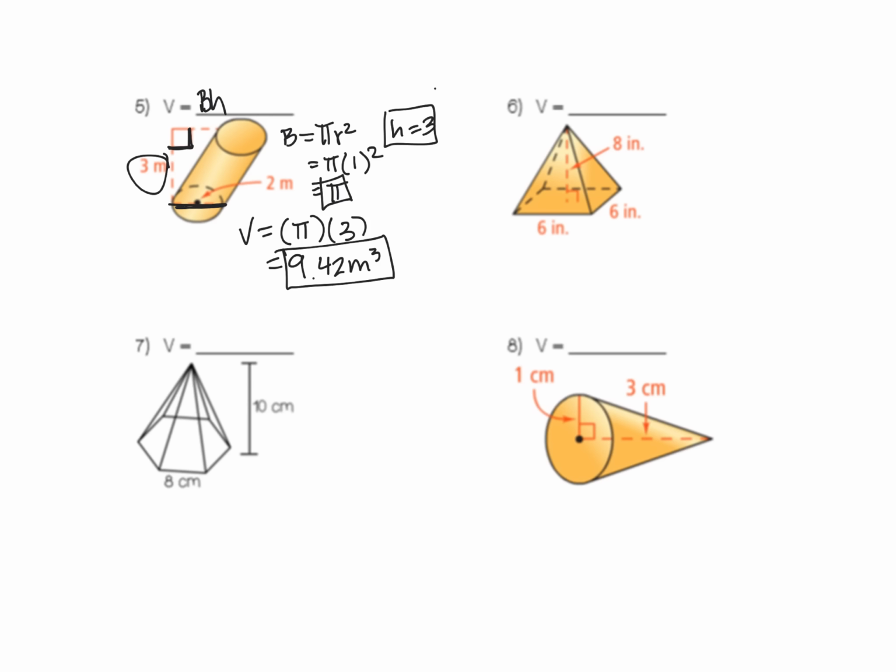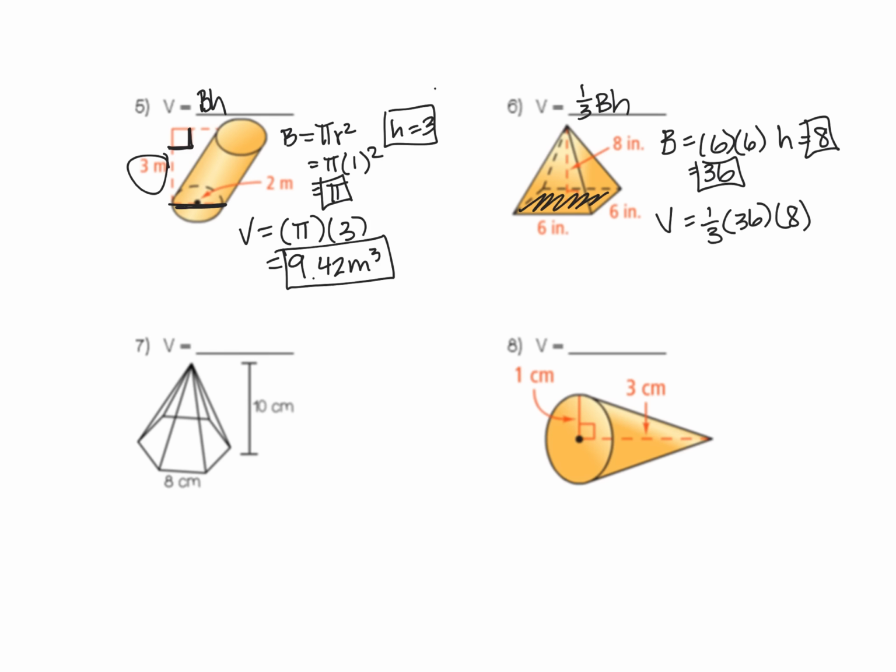For problem number 6 here, we've got a pyramid. So the formula for a pyramid is 1/3 times the area of the base times the height. So here your base is a square, and the area would be just 6 times 6, so 36. And the height is 8. So my volume will be 1/3 times 36 times 8, and that is 96 cubic inches.